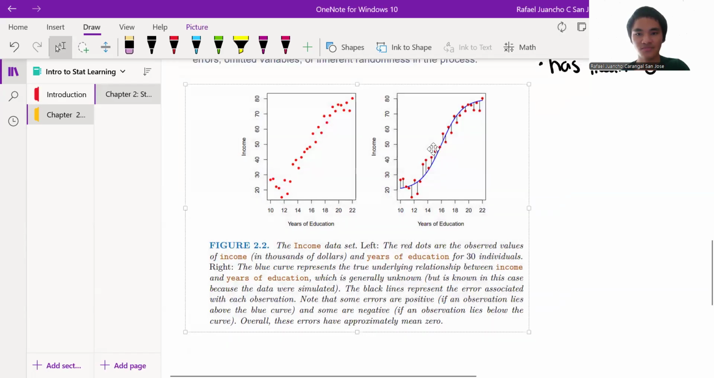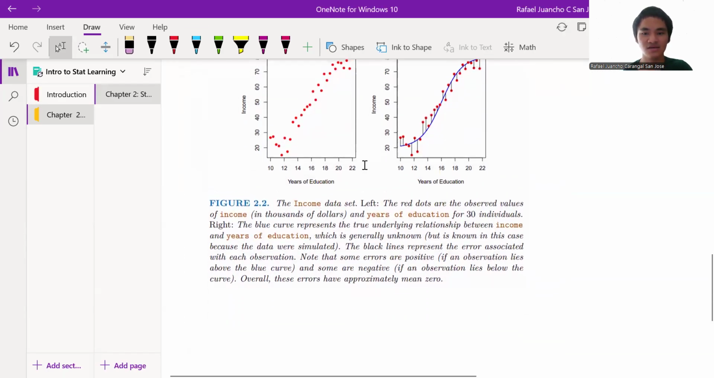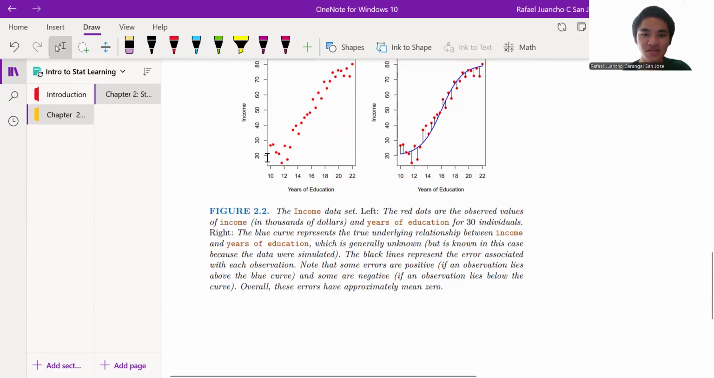Okay. So here we can see the red dots are the observed values of income. These are in thousands of dollars, against years of education for 30 individuals. So I'm assuming that if we count all of these red points, which I'm not going to do in this video, they should be 30, right?